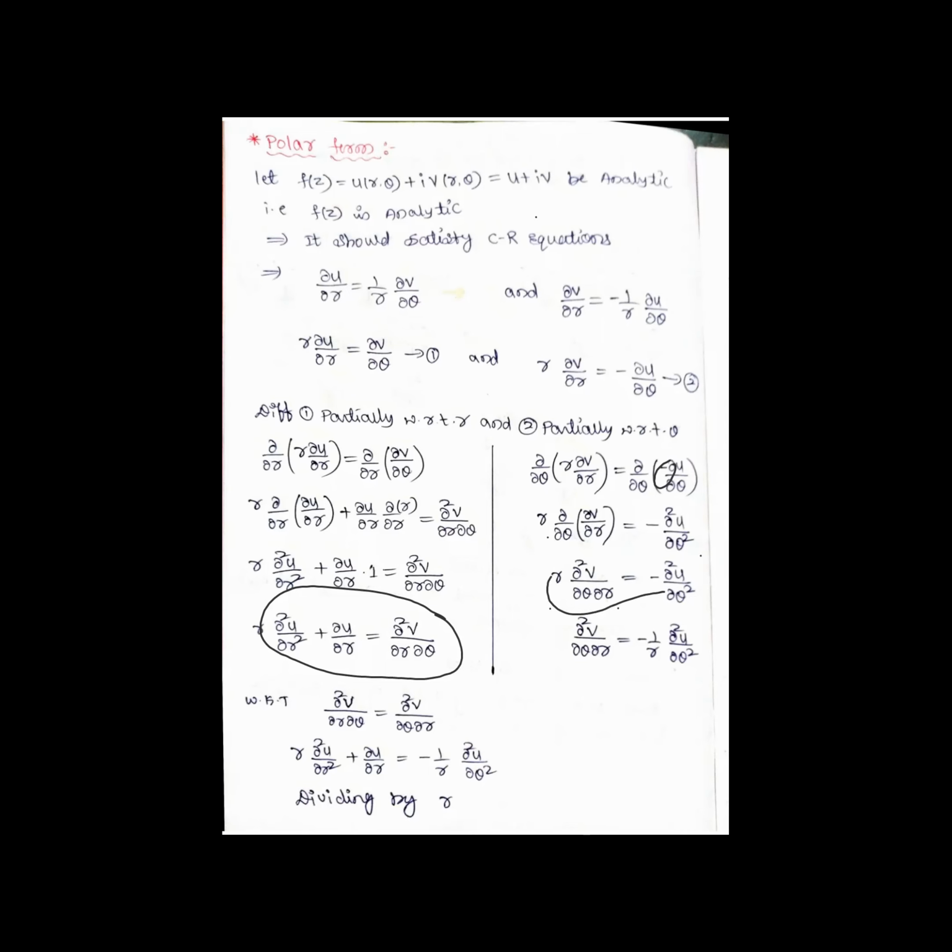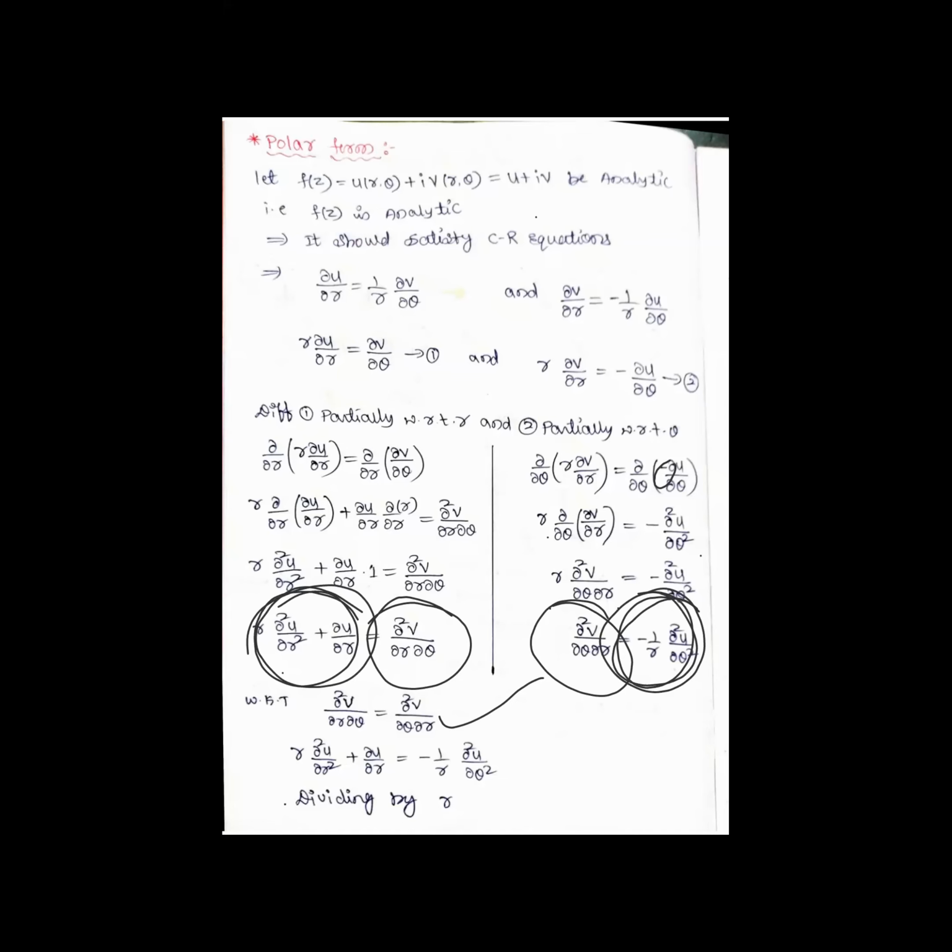So always we know that mixed derivatives are equal. What are the mixed derivatives here? This is a mixed derivative, this is a mixed derivative. They are equal, so I have to equate this to this. That is R dou square u by dou R square plus dou u by dou R, this you write, is equal to minus 1 by R dou square u by dou theta square. So you divide it by R.